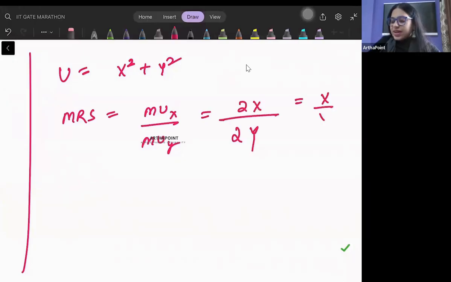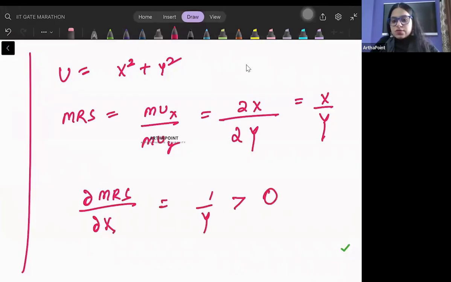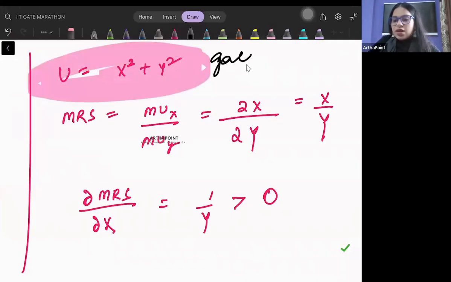So MRS हो गया बेटा X by Y. Now find out how MRS changes as X changes. You will get 1 by Y. This is positive. I think this was there in last year's GATE exam. 90% students did this wrong.